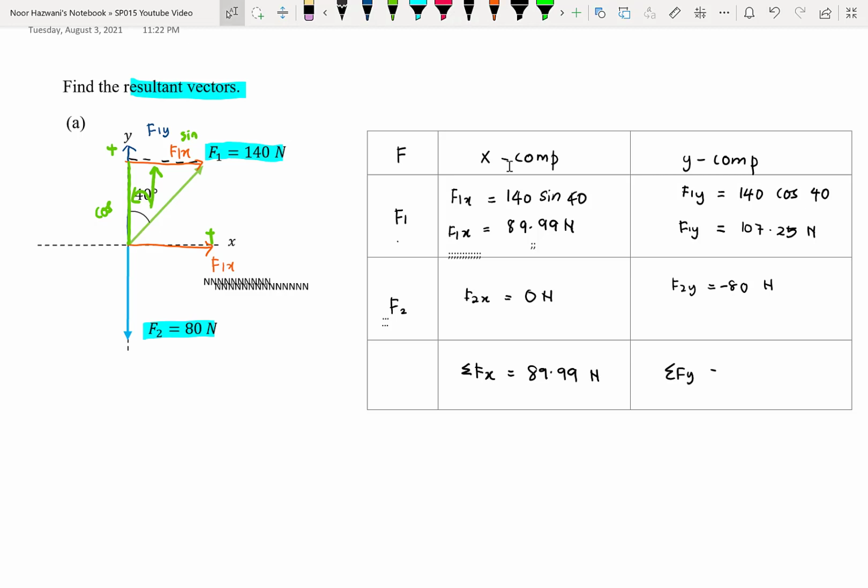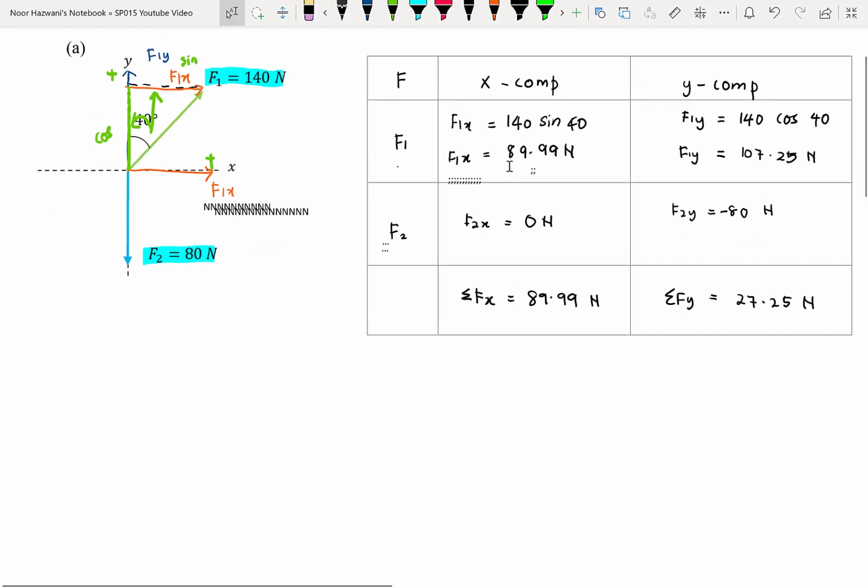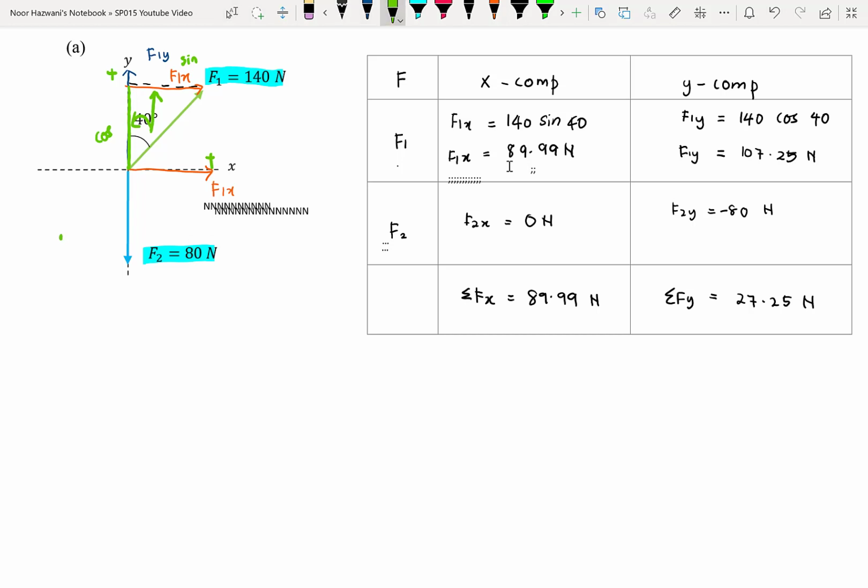So it will be summation Fx is equals to, you will get 89.99 Newton, and for summation Fy you will get 27.25 Newton. Okay, don't stop your solution here because this is just step number 2. Okay, step number 1 adalah kita draw free body diagram. I forgot about the step. So step number 1 is we just draw free body diagram and make sure all the arrows is outward. Okay, step number 2, we have to sum all the components.